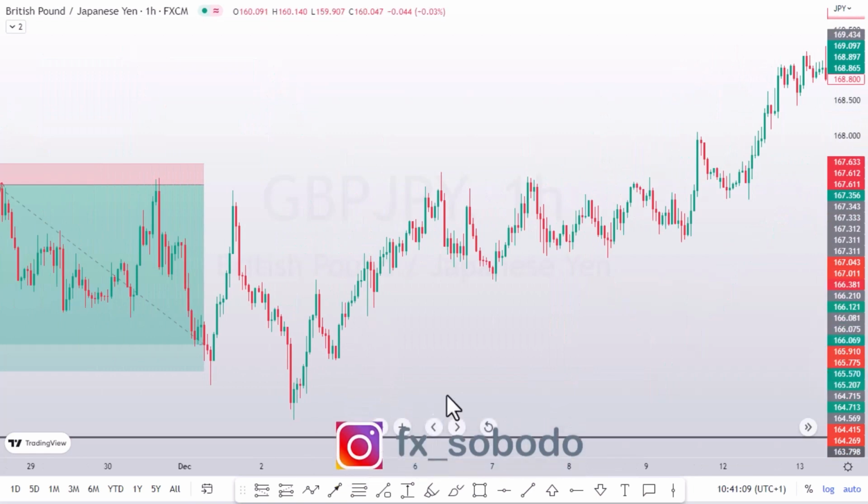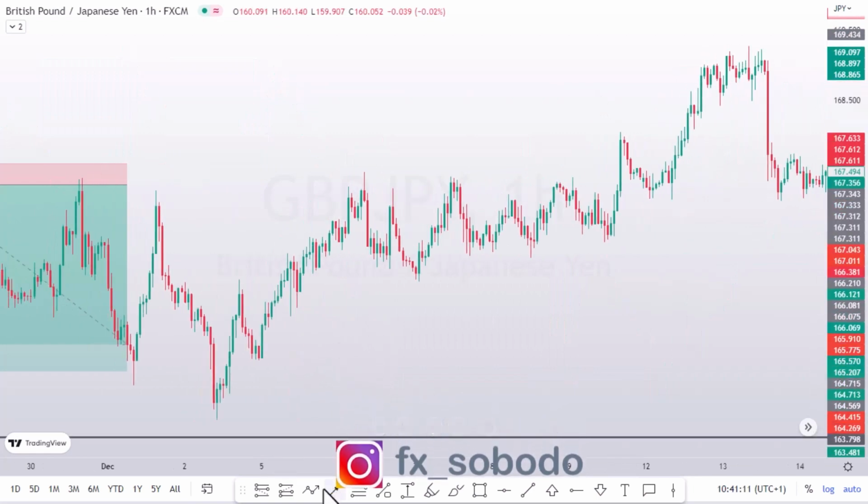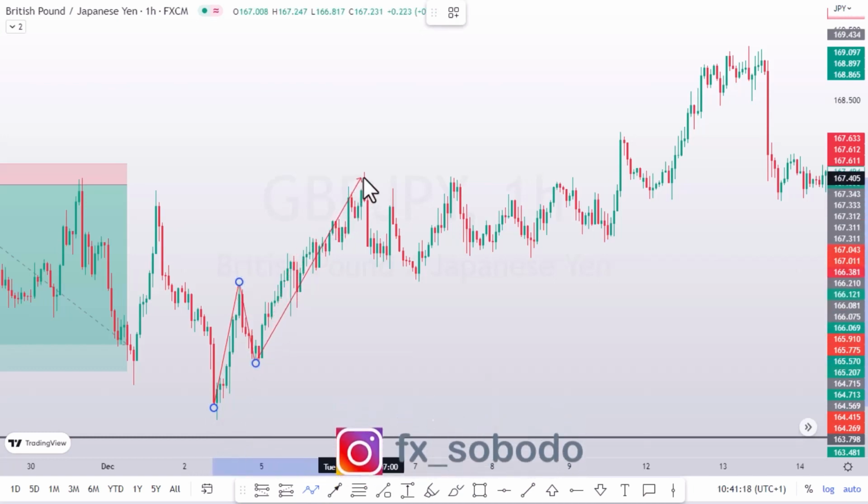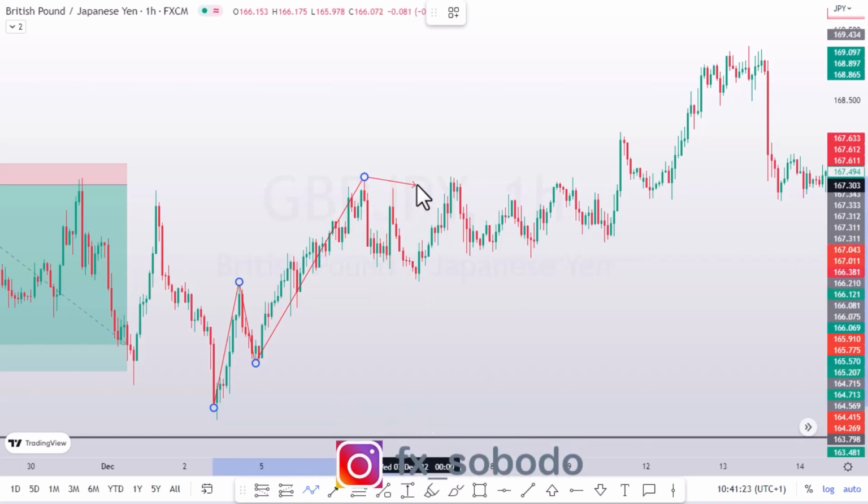Okay, now here is another example. Let's say this is our structure: higher highs, higher lows, higher highs. You see, higher low.